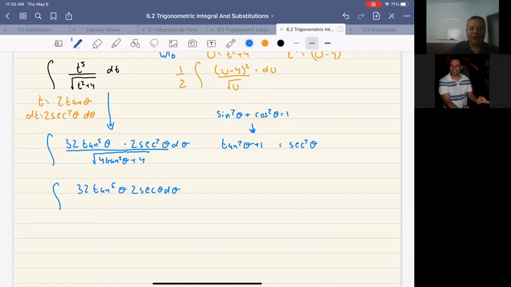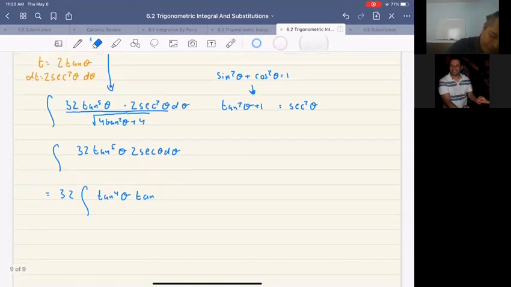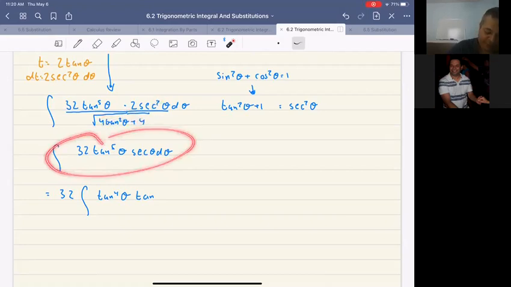Okay, so now we can continue. We can say, okay, well, this is 32 integral. We've got tan to the fourth of theta. Should say 16. Yes, the 2 canceled, sorry. This 2 cancels with the 2 here. One of these secants cancels with that one. That's how I get this. Okay?